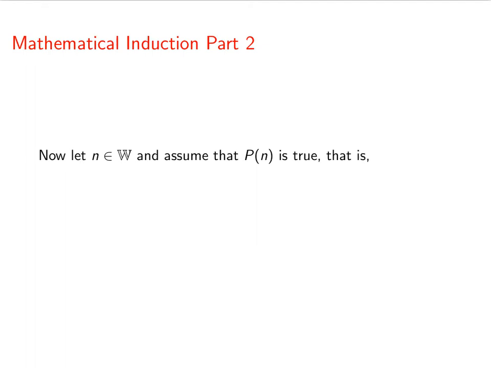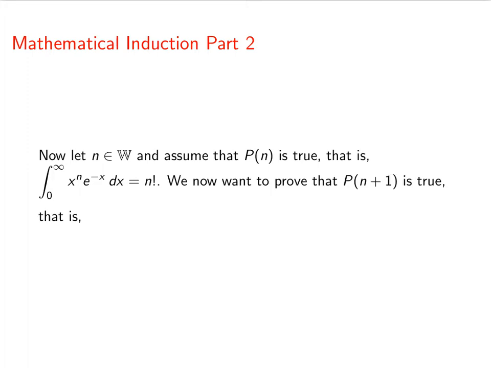Now let's let n be an element of the whole numbers and assume that P of n is true. So that is, we're going to assume that the integral from 0 to infinity of x to the n e to the minus x dx is equal to n factorial. Remember, n is an arbitrary but particular value of n. Now we're going to try to prove that P of n plus 1 is true. That is, we want to prove that the same integral but with an n plus 1 in the exponent there gives us n plus 1 factorial.